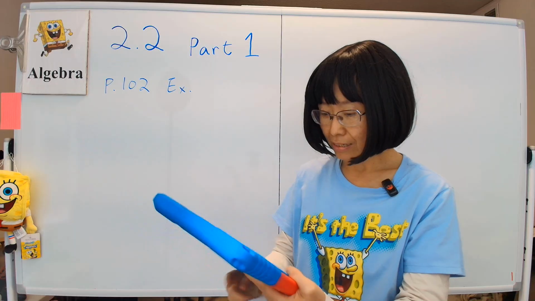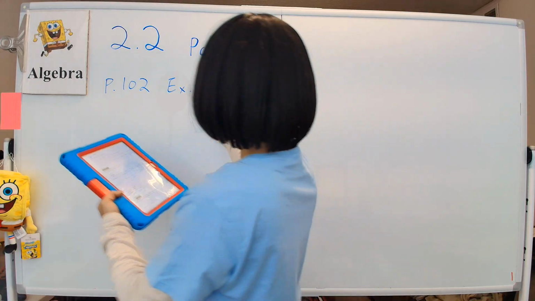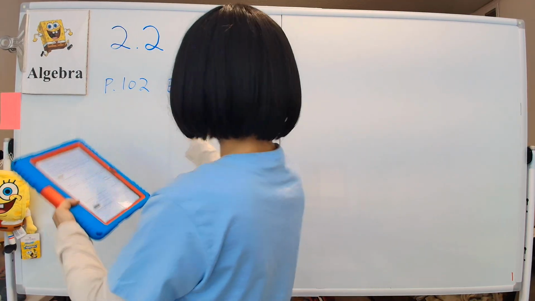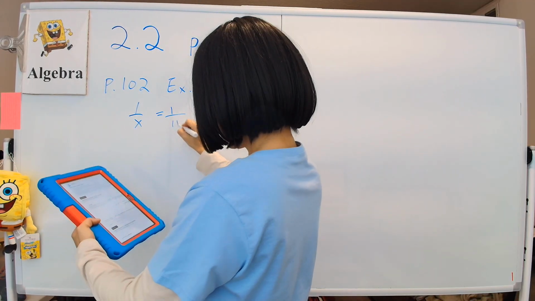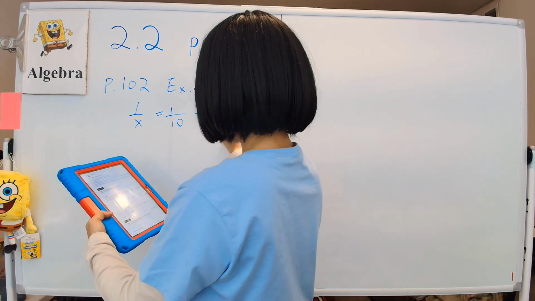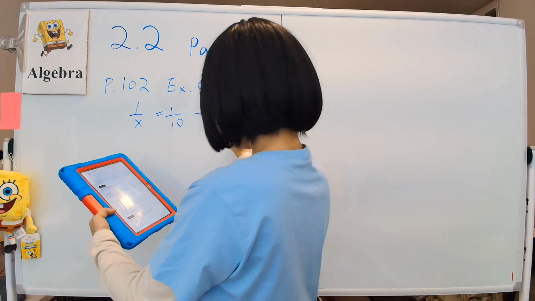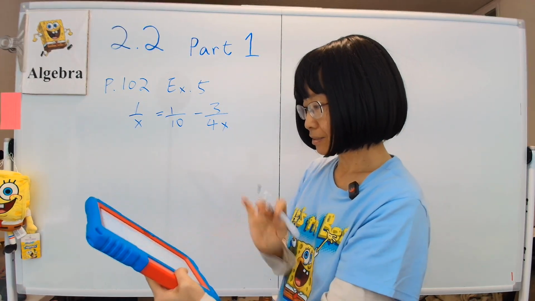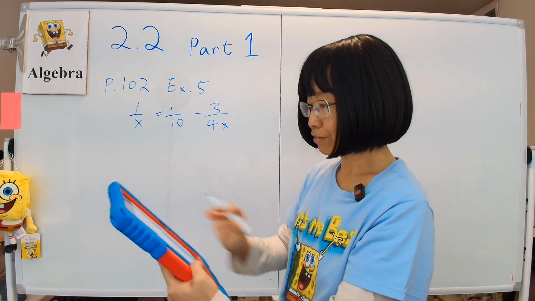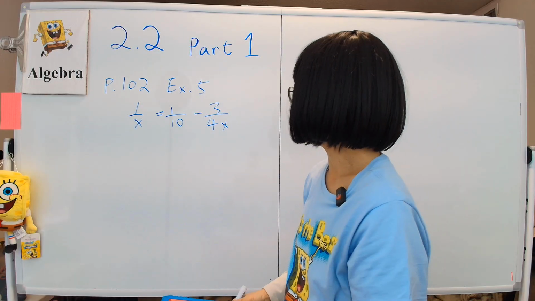All right, so next let's look at example 5, where we have the equation 1 over x equals 1 over 10 minus 3 over 4x. I think we're still on page 102, but we immediately flipped over to the next page. We're going to solve this thing.